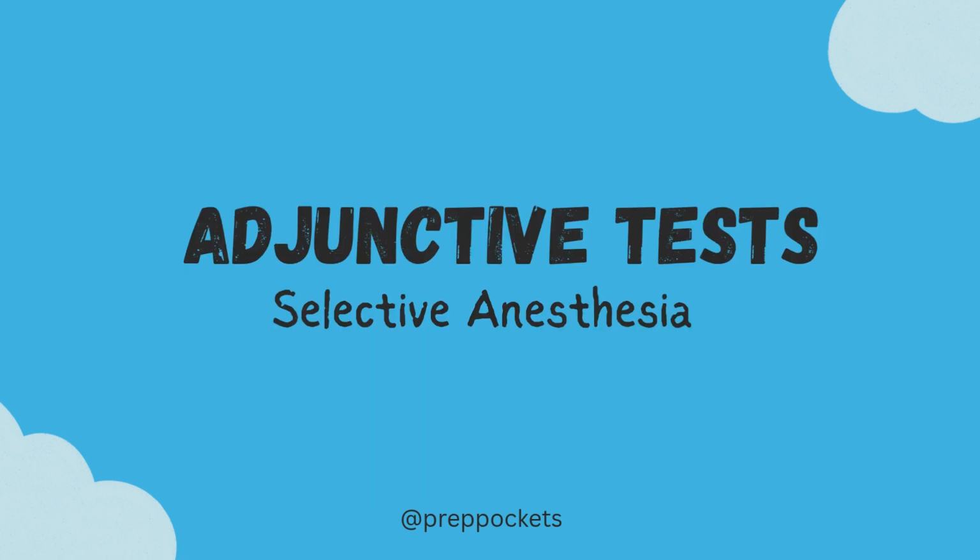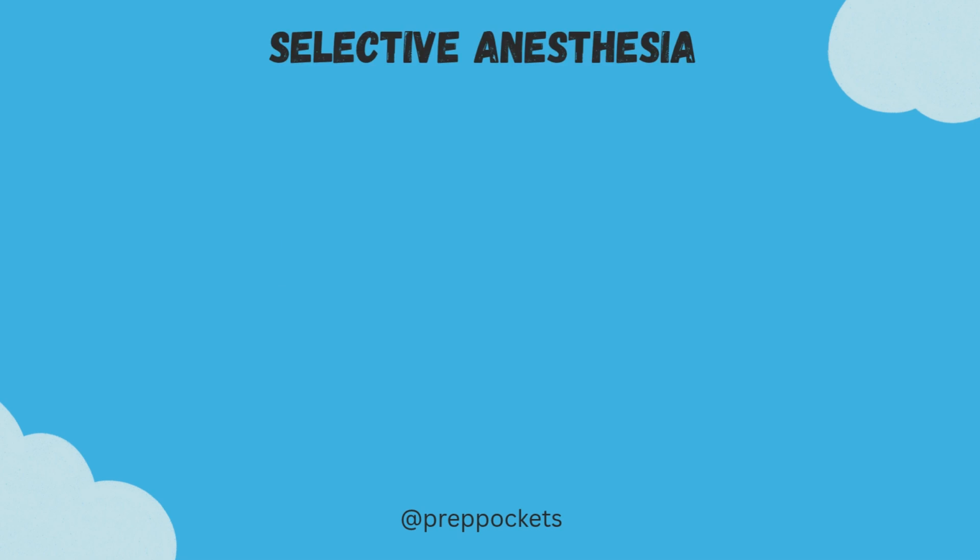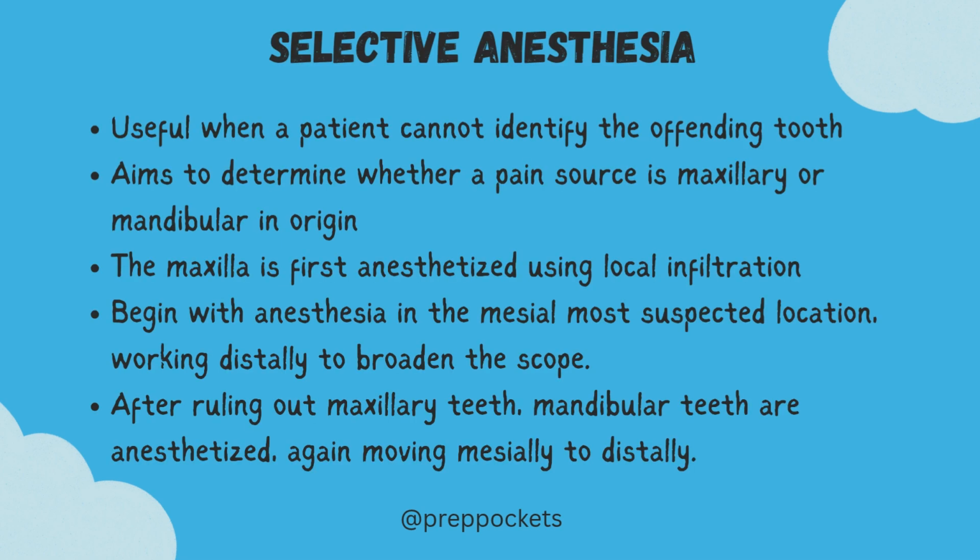The next adjunctive test is selective anesthesia. It is done when a patient cannot identify the offending tooth. It is done by anesthetizing the maxilla first by local infiltration from mesial to distal. After ruling out the maxillary teeth, mandibular teeth are anesthetized, again moving mesially to distally.